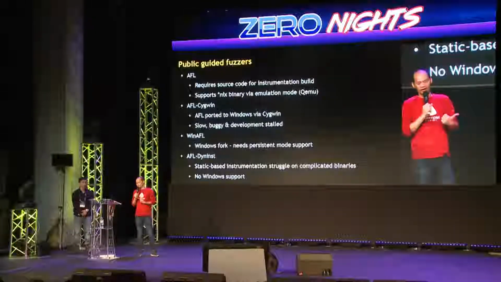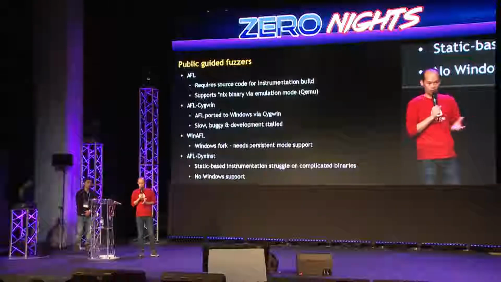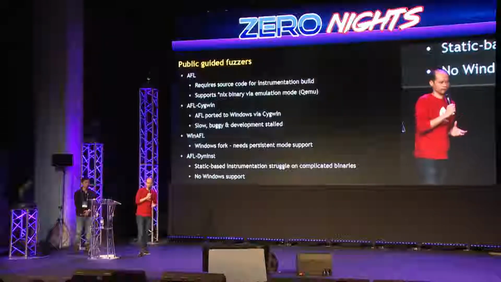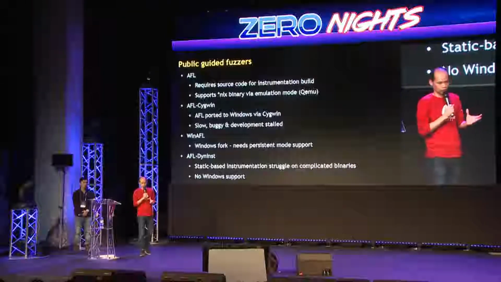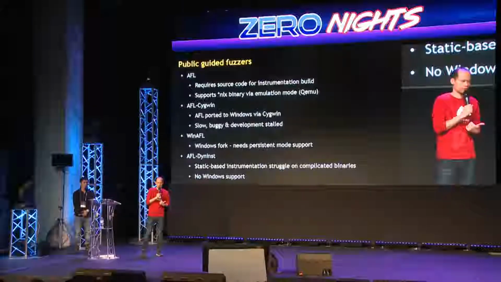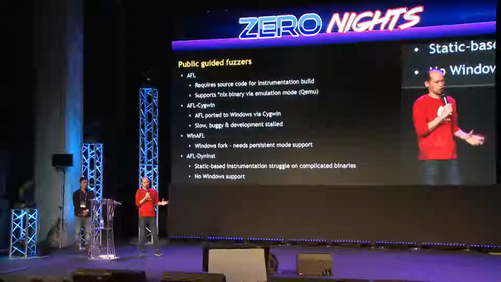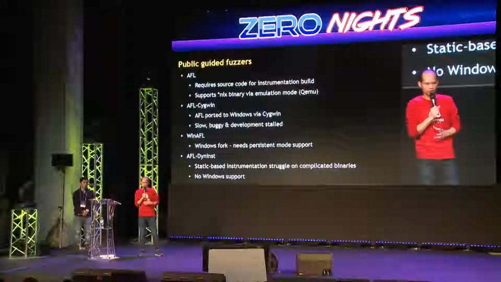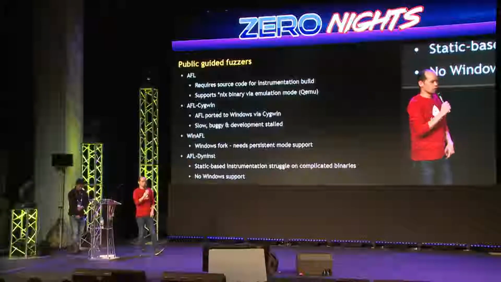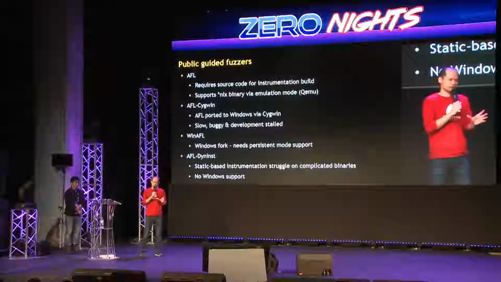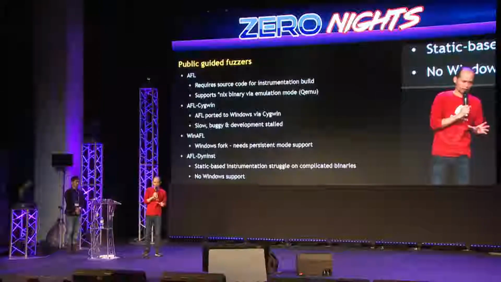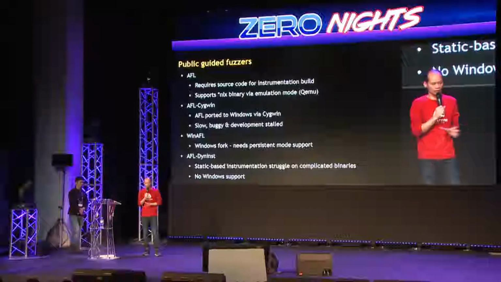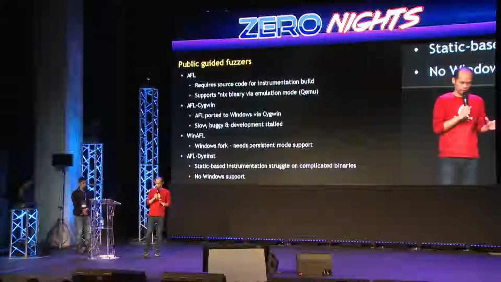The problem with AFL is that AFL doesn't work for Windows. So there's an attempt to make AFL work for Windows, and one project is named AFL Quynh. They try to port AFL to Windows, so it works on Windows. But the problem is that this fuzzer is very slow, very buggy, and actually they stopped development of AFL Quynh a long time ago.